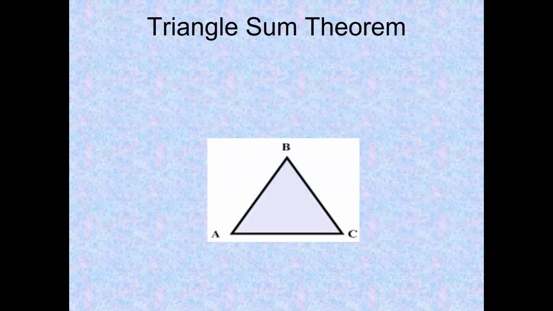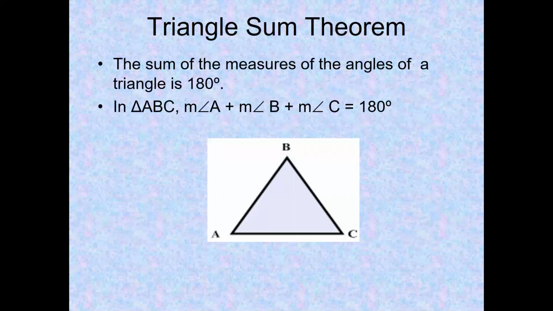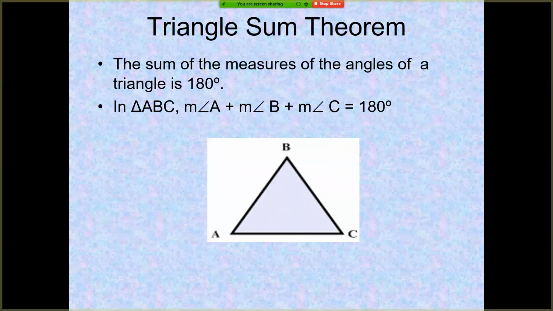The next thing we're going to look at is the triangle sum theorem. So what you need to know about this is that the sum of the measures of the angles of a triangle is 180 degrees. So if I add all 3 angles together inside my triangle, they will add together to give me 180 degrees. So in this triangle that's pictured, triangle ABC, if I add the measure of angle A to the measure of angle B to the measure of angle C, it will equal 180 degrees.